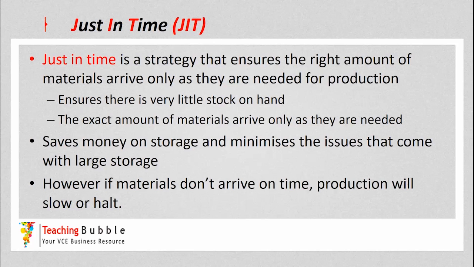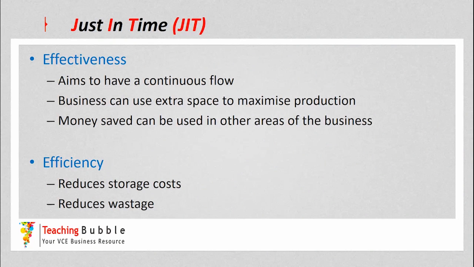So to make the operations more effective, again, the just-in-time allows for a continuous flow because materials arrive on time, as long as they do arrive on time. It also allows the business to use their space to maximise production because less space is now required for storage. And also there is less money tied up in having large quantities of stock on hand, allowing the business to use this money elsewhere within the business, and they can push that into operations to try and maximise their operations or improve areas of efficiency.